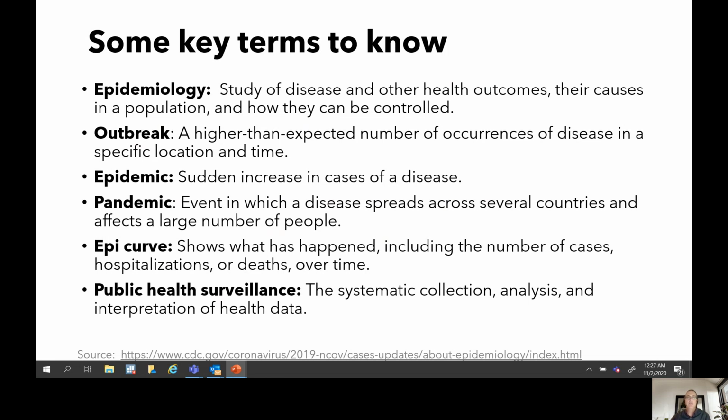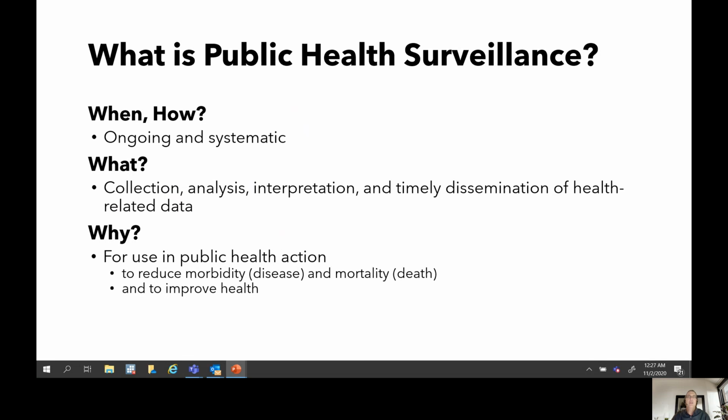So epi curves, I showed you the handwritten example from 1918, 1919, but that's an epi curve. It shows what has happened, including the number of cases, or the number of cases dying per population, hospitalizations or deaths, or some other indicator as a function of time. And we're going to talk more about public health surveillance, which is the systematic collection, analysis, and interpretation of health data.